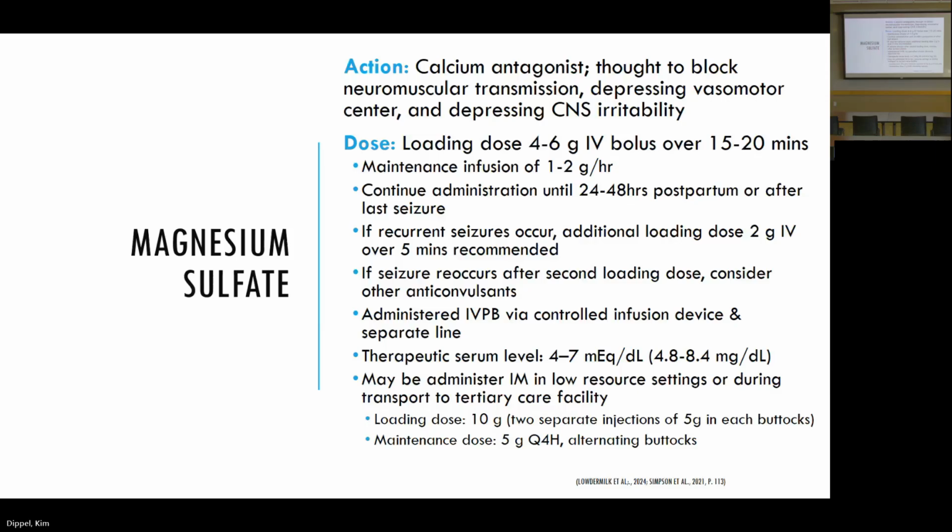If the patient continues to seize, you may give an additional dose of 2 grams IV over 5 minutes. And if it recurs after the second loading dose, you may consider other anticonvulsants. Administer via controlled infusion. Therapeutic serum levels are between 4 to 7 milliequivalents per deciliter. You can administer it IM, but it is very, very painful, and it's 5 grams in 2 separate injections. But I haven't done that in a long, long time.